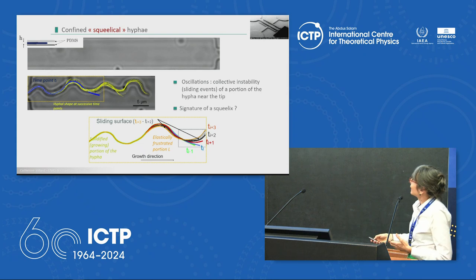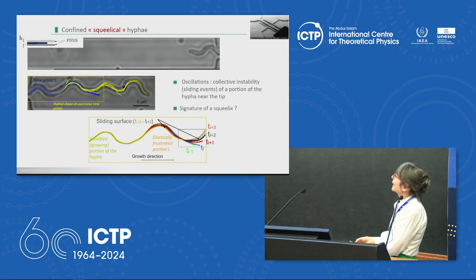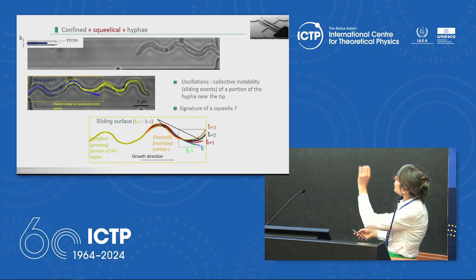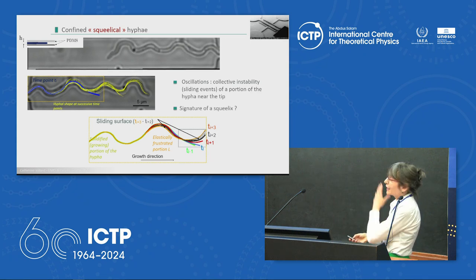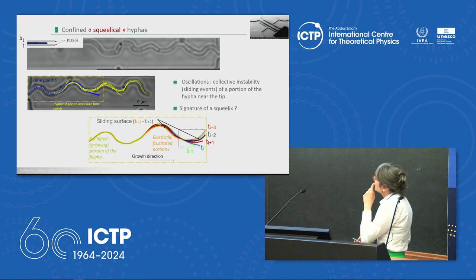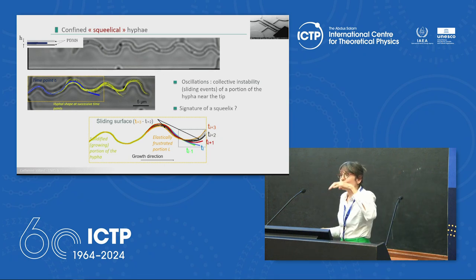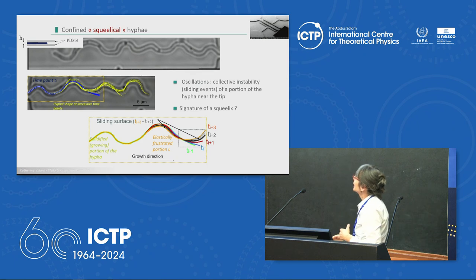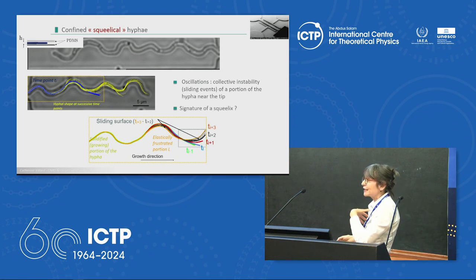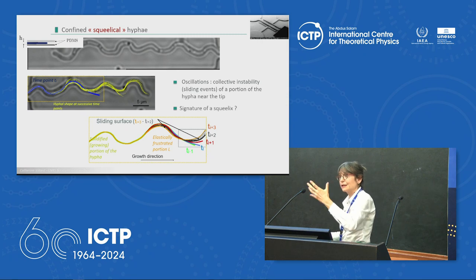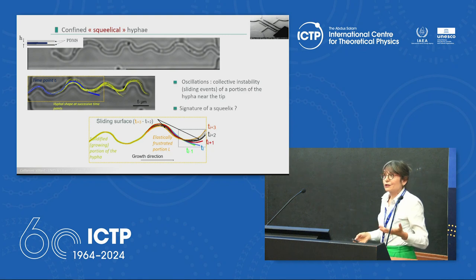So let's start by looking at a hypha which is confined in 2D in microfluidic channels, which are lower in height than the diameter of the hyphae, and you see oscillations. But these oscillations, interestingly, are not built from a smooth curved movement of the tip. Instead, what we see are sliding events or instabilities in the distal part of the hyphae that form the curvatures. So the first question is, is it the signature of a squeezed ellipse?